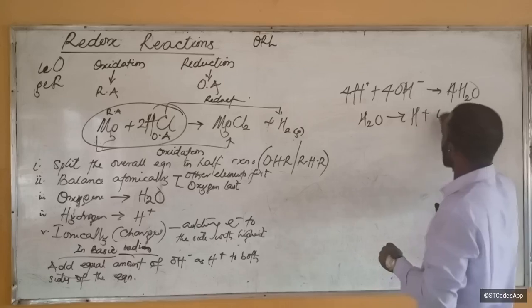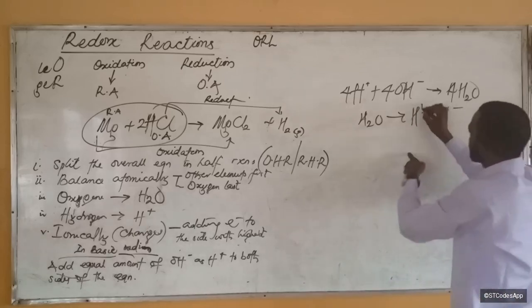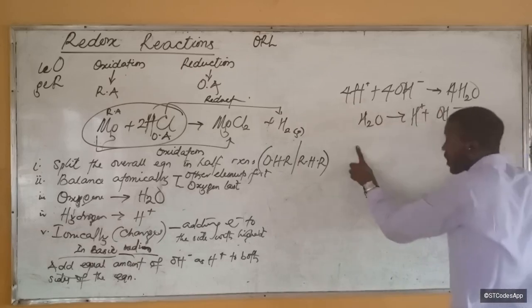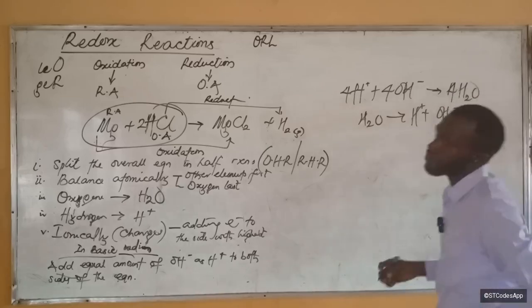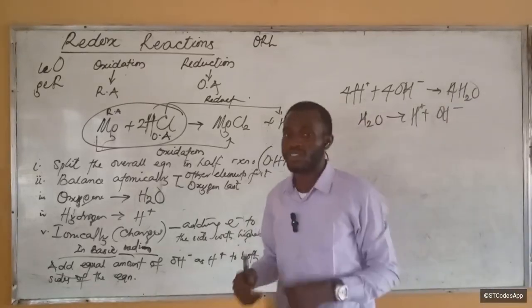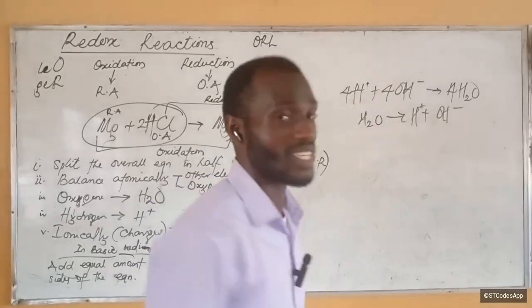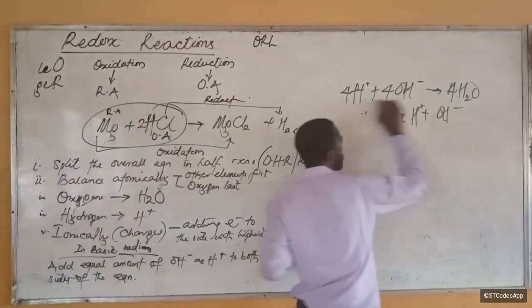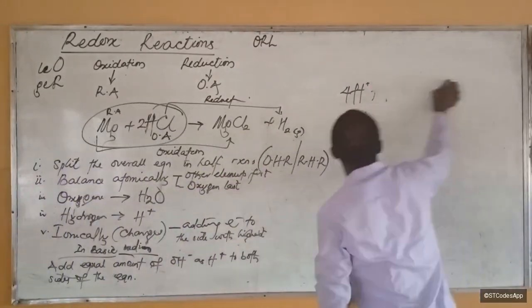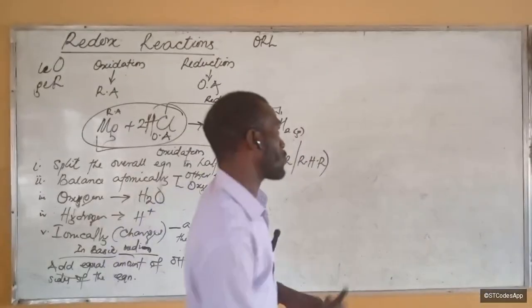I will have H plus and OH minus, right? So 1 H plus and 1 OH minus is 1 water. So 4 H plus and 4 OH minus will give me 4 H2O. 10 H plus and 10 OH minus will give you what? 10 H2O. Is that clear? Good. So let's follow these steps to balance a half reaction. Let me start with a half reaction for you.